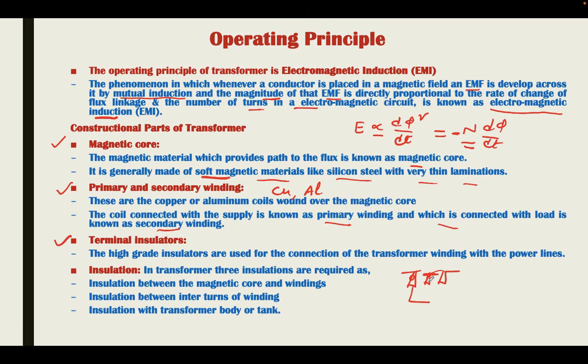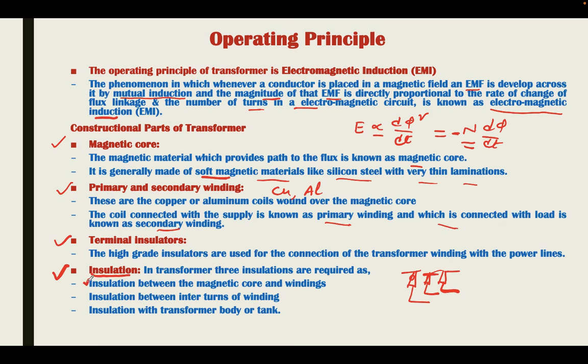Now this winding goes to these terminals, which go to the transformer. A high grade insulator is used for the connection of the transformer winding with the power lines. Now the important part of a transformer is insulation. In electrical engineering, the major challenge is insulation only.